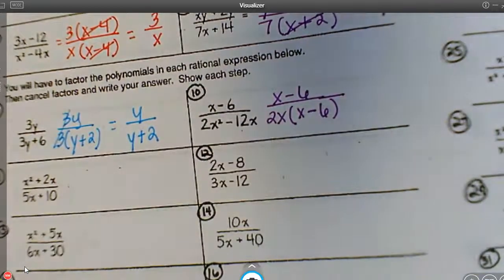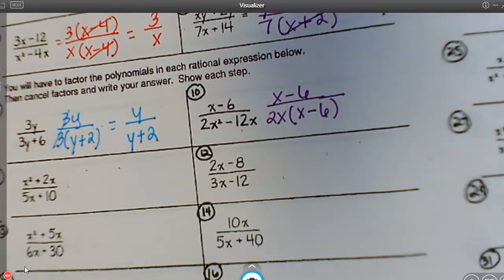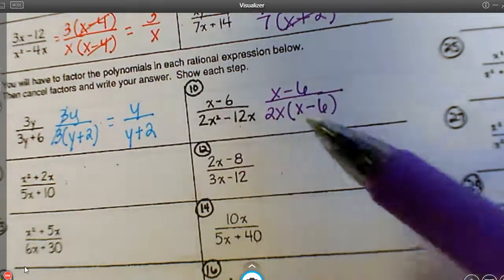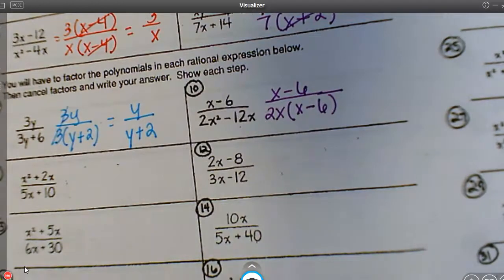Now, on this one, if you didn't realize that there was an x in common, you might have thought there's nothing to get rid of. Most of the time, there will be something on problems like this that tells you to simplify. So use that x minus 6 on the top to help you think about how to get that on the bottom if you need to.